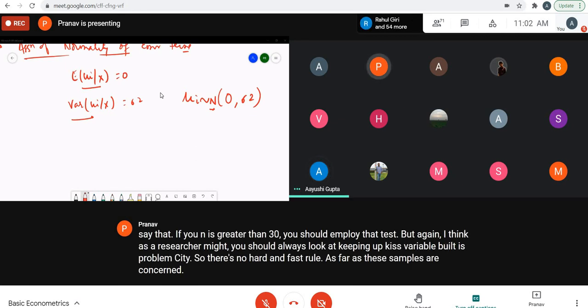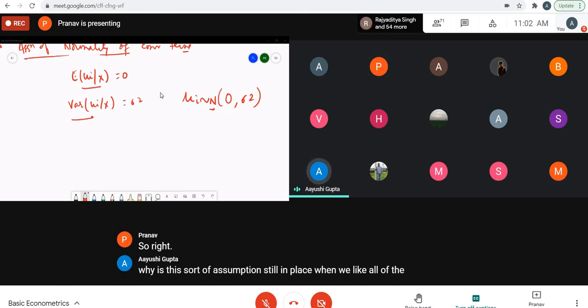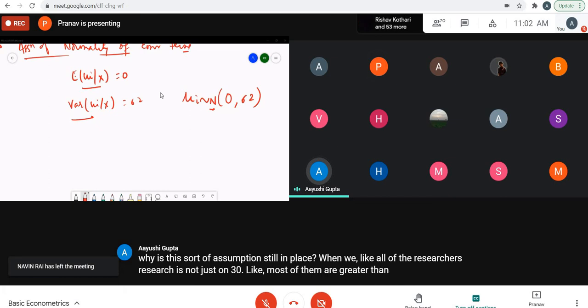So, but then, yes, sir. But then, why is this sort of assumption still in place, when all of the research is not just on 30? Most of them have a sample greater than 30.